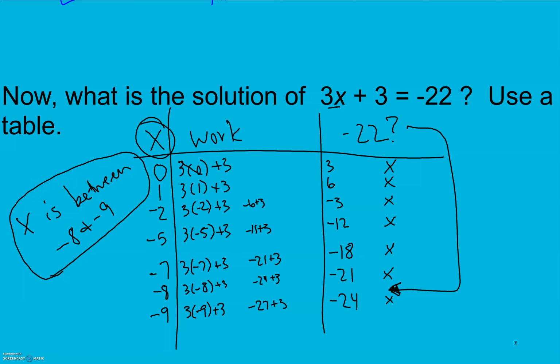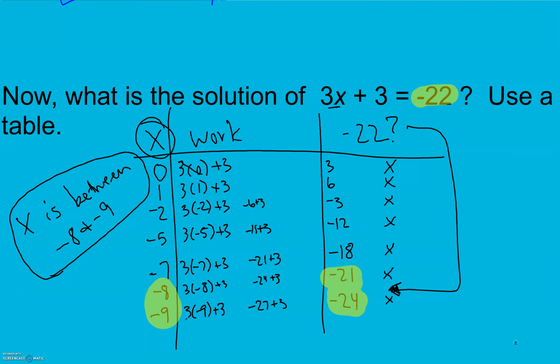And like I said, eventually we're going to find a way to solve these a little bit quicker and a little bit more exactly, but for now, we're going to use tables, kind of guesstimate, and go from there. So again, big things here. In order for it to be x's in between them, they have to be consecutive, which means back-to-back numbers on a number line. And our solution has to fall in between what we got when we plugged those in. So we got -21 and -24. -22 is in between that, and -8 and -9 are back-to-back numbers.